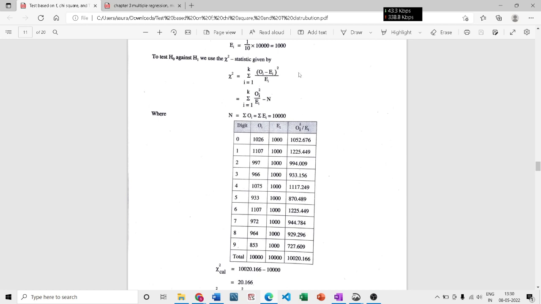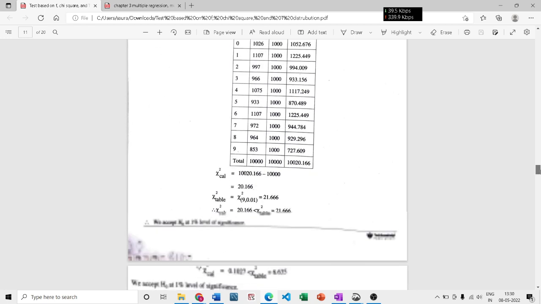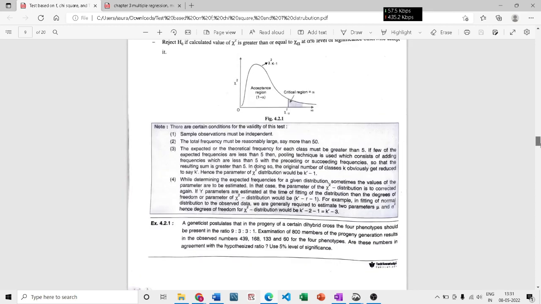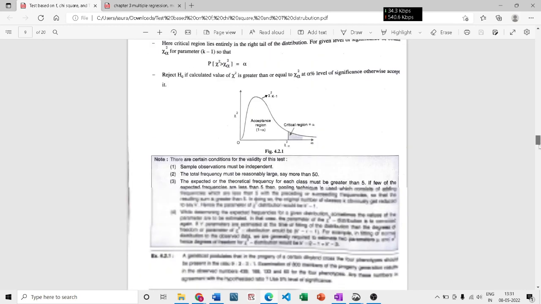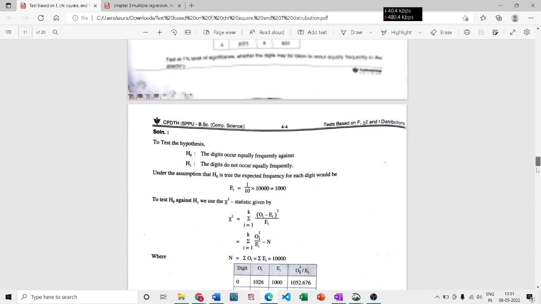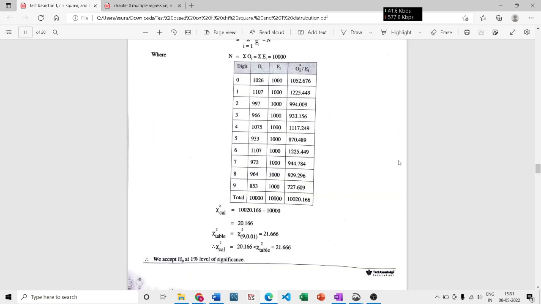You will get this column, and then you will get the test statistic, which is the summation of this minus capital N. Now capital N is 10,000, so it is 10,020.16 minus 10,000. So this will be your calculated value. Now the table value is simple. You just have to check chi-square with 9 degrees of freedom at 0.01, because alpha is given as 1% in this case.